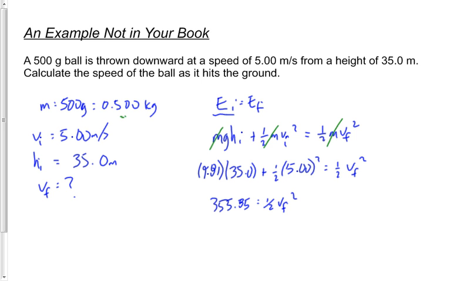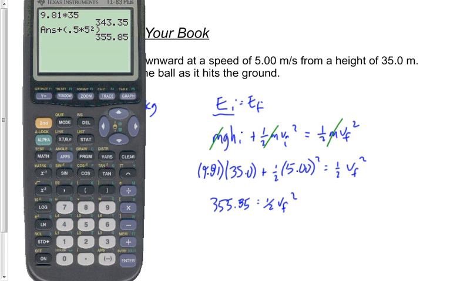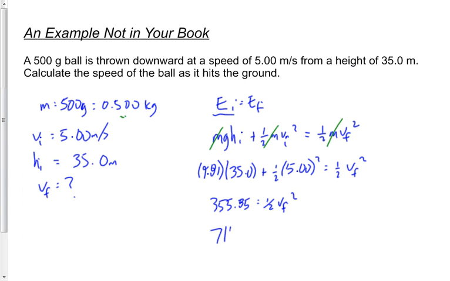How do you take the half over? Got a couple choices here. Aiden, what's one of them? We could multiply it by 2, or we could divide by half. Either way works. I usually multiply it by 2, but it doesn't really matter here. You do whatever way makes most sense to you. Okay, when we do that, we get 711.7 equals vf squared.